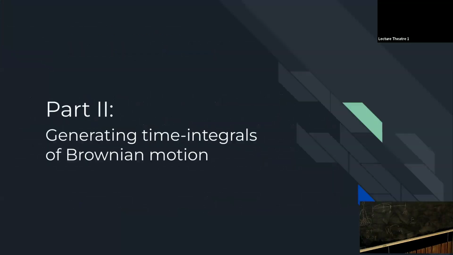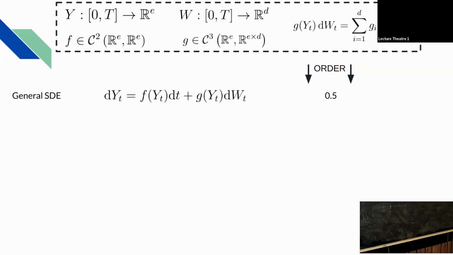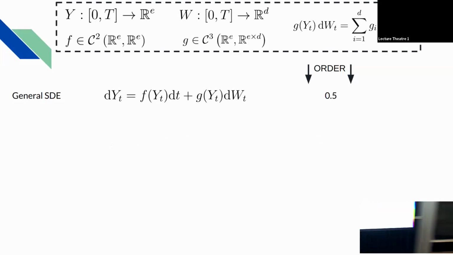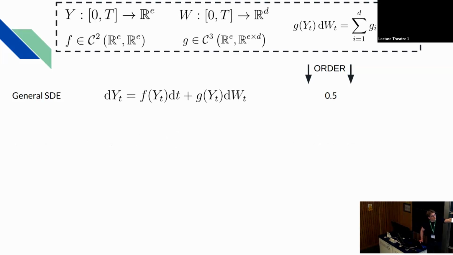Okay, so the other thing that we need to unlock high order solvers for SDEs is to generate some integrals of Brownian motion. What Desmond was talking about, he briefly mentioned that if you want something that has a higher order than a half, you need some sort of integral of Brownian motion. So we have just general SDEs for which, without some sort of Levy area, you can do at best order half.